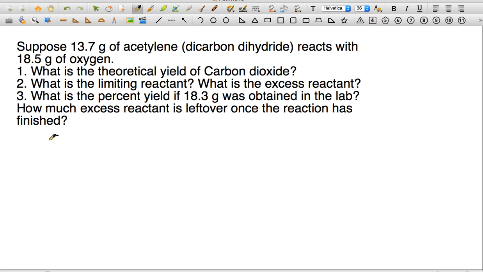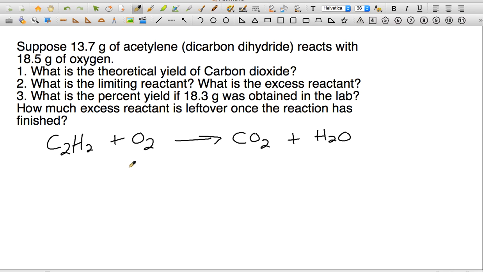So dicarbon dihydride would be dicarbon, so 2 carbon, dihydride, 2 hydrogen. Okay, and we're going to suppose that this reacts with oxygen, which you know oxygen to be a diatom. If we look at this reaction, we can see that this is a hydrocarbon combustion. It's combustion because it's reacting with oxygen and a hydrocarbon, so all hydrocarbon combustion reactions produce carbon dioxide and water. Okay, so we're going to go ahead and balance this.